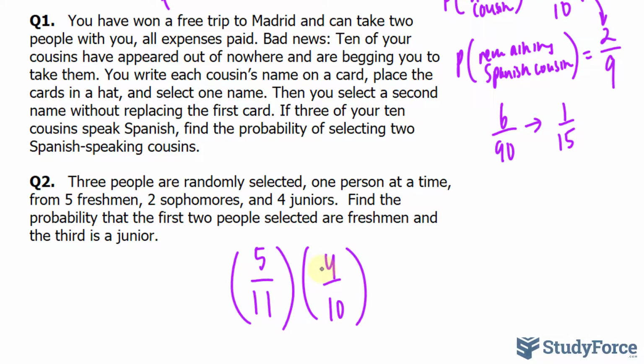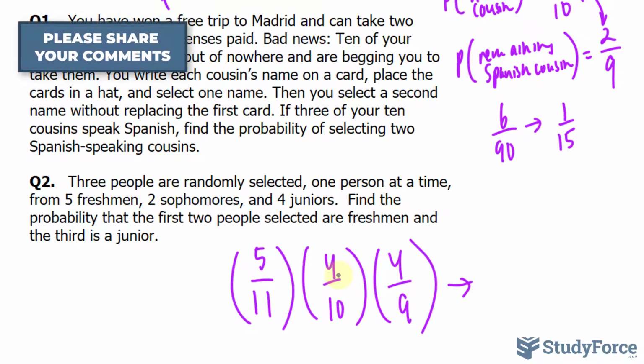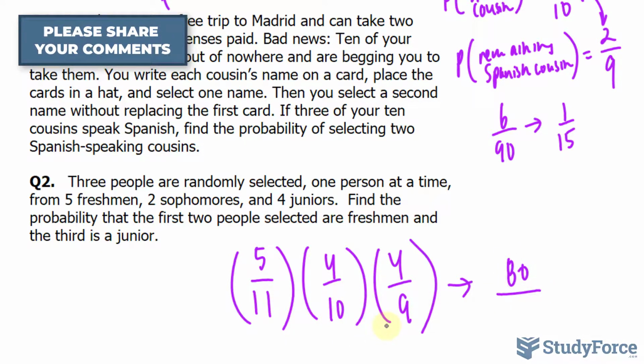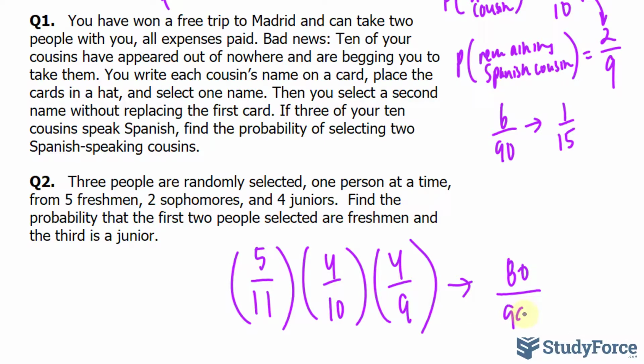The third is the junior. There are 4 juniors and now there are 9 left. If you multiply these, you end up with your answer. 5 times 4 is 20 times 4 is 80. 90 times 11 is equal to 990.